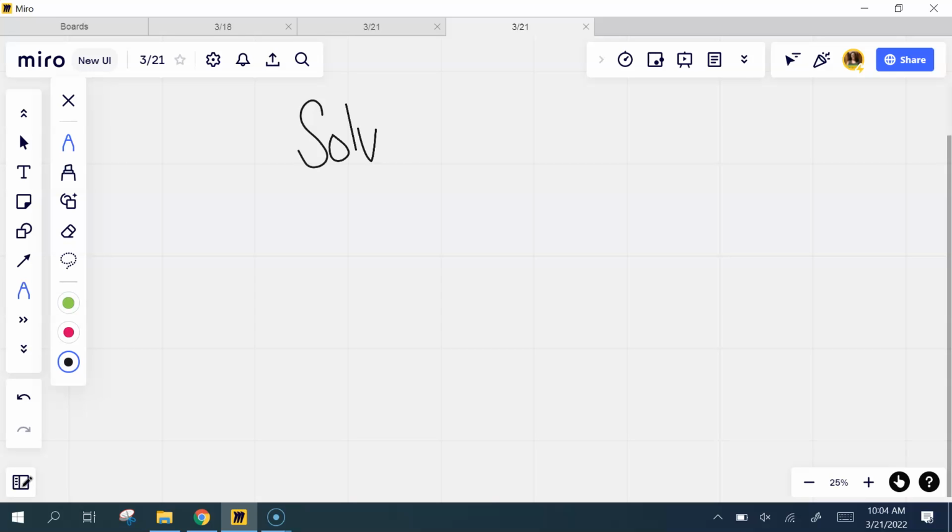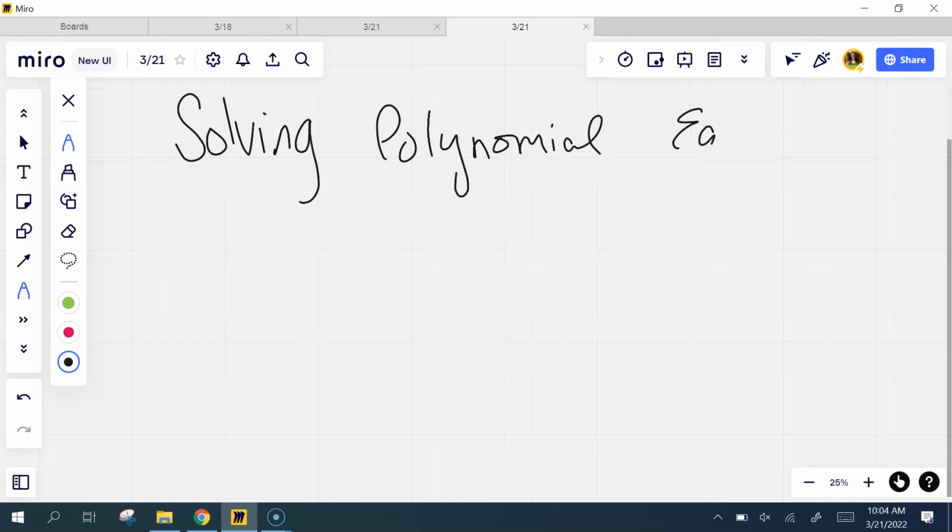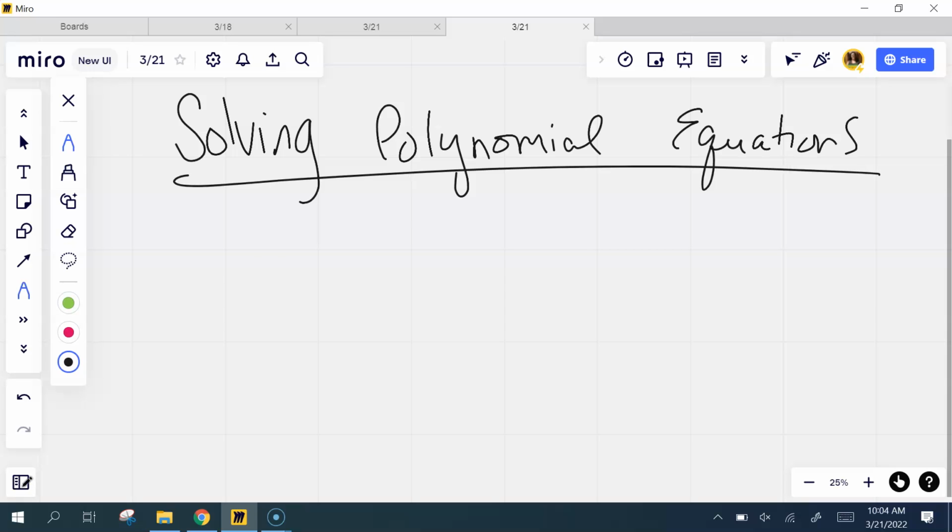And so today we're going to talk about solving polynomial equations. Now, you're going to see that the process of doing this is almost identical to when we solved quadratic equations. The difference is what we're factoring now as opposed to what we were factoring before.